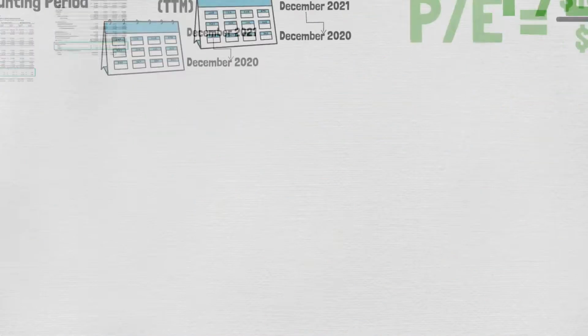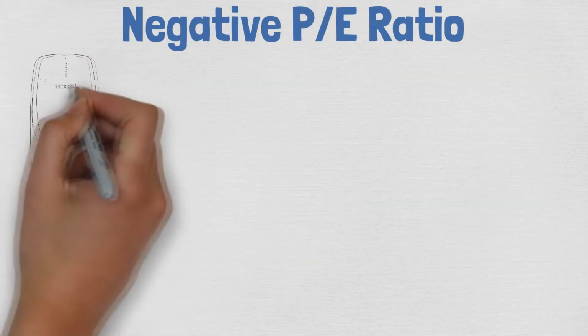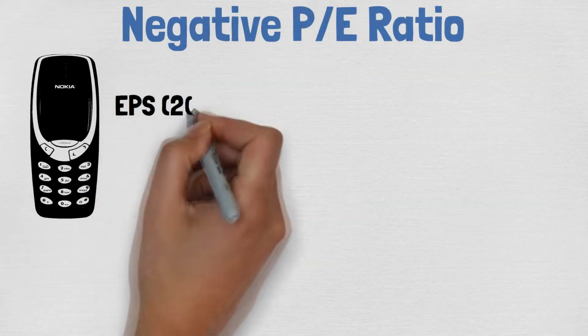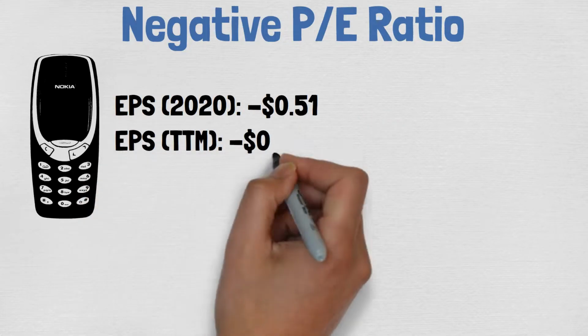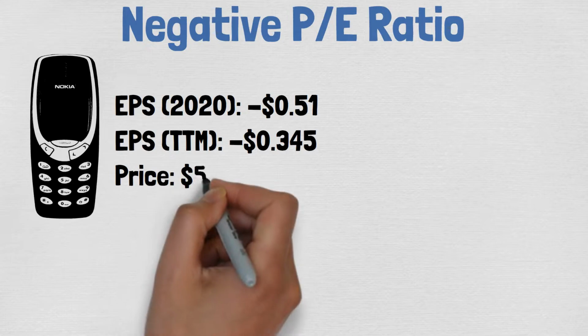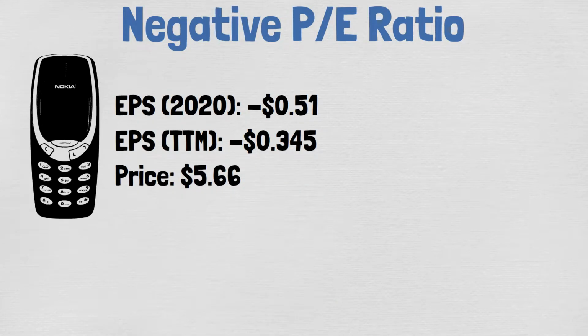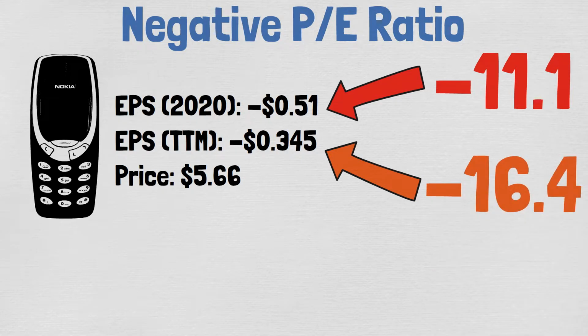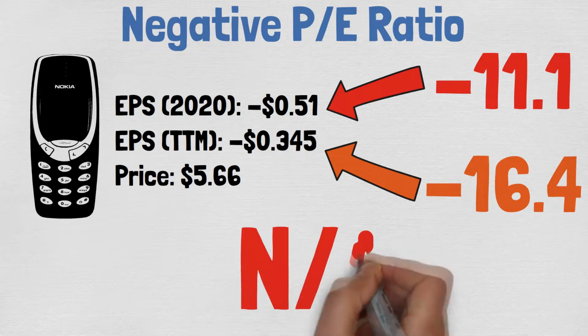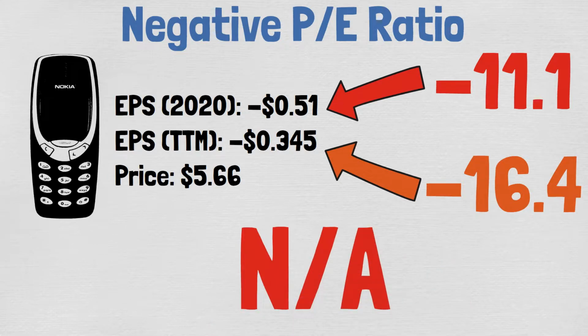But what about companies like Nokia? Their 2020 EPS was minus $0.51, and their TTM EPS is minus $0.3. The price of the stock is $50.66, so the PE ratio is either minus 11.1 or minus 16.4. When the PE ratio is negative, it is usually just shown as not available because a negative PE ratio doesn't provide us with any useful information.